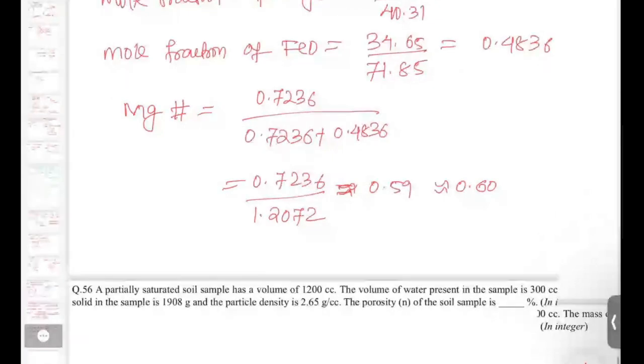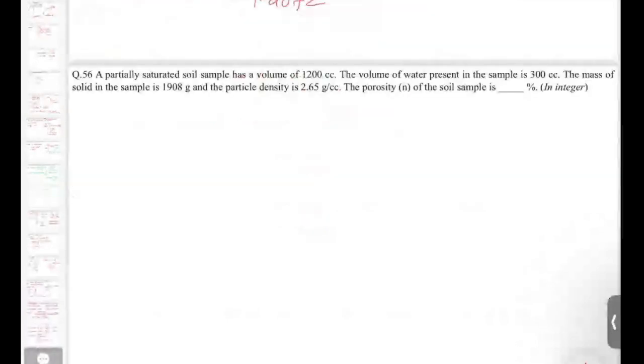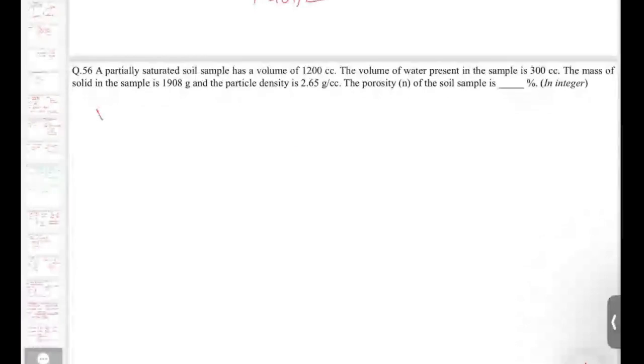So the next question is: a partially saturated soil sample has a volume of 1200 cubic centimeters, and so let me write what is given for the volume of the soil sample.